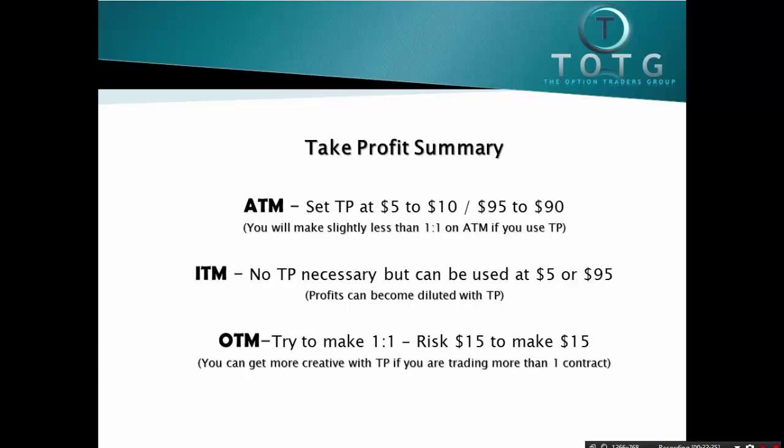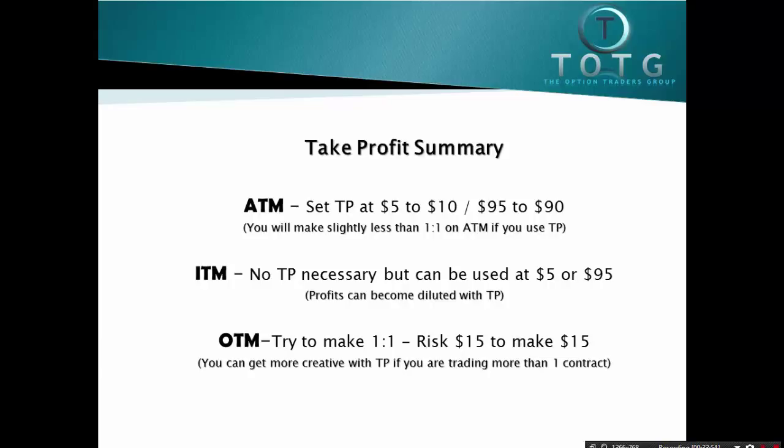And on the OTM, you're trying to make the 1-to-1 again. You're trying to risk 15 to make 15, or if you bought it for 20, you're trying to make 20. If you bought it for 30, you're trying to make 30. So that's what you've got to keep in mind, the 1-to-1.